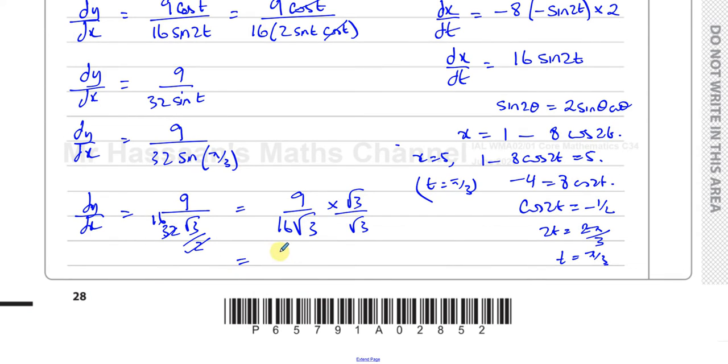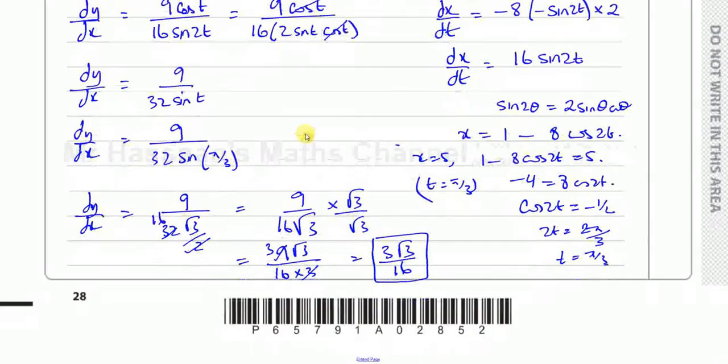So this becomes 9 root 3 over 16 times 3. The 3 cancels with the 9. So you're left with 3 times root 3 over 16. And there's your answer for dy/dx when x equals 5. So this is the answer to this question. When x equals 5, t equals pi over 3. And when t equals pi over 3, dy/dx is equal to 3 root 3 over 16. And there's the answer to part A.